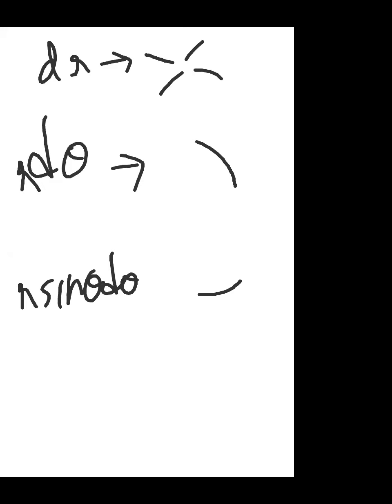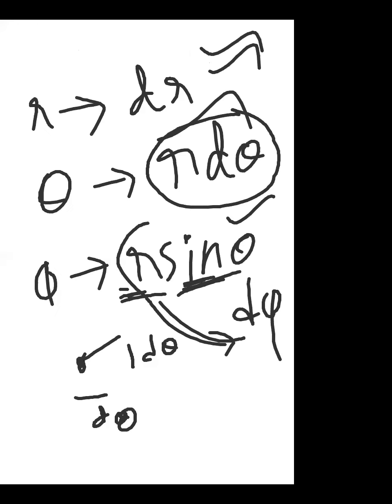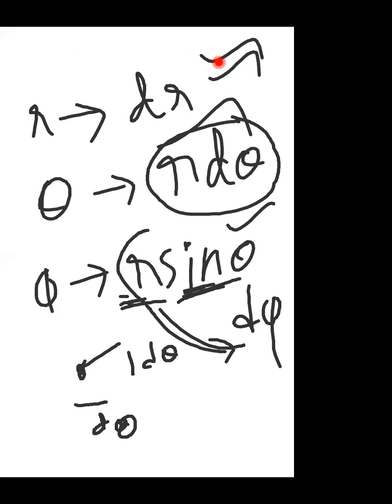Please remember one thing. In all the cases, except this first one, the change in theta depends on R as well as theta, and the change in phi depends on R as well as theta and phi. The first one is independent of theta and phi. I will try to prove all this. Please note down: the first equation is independent of theta and phi.